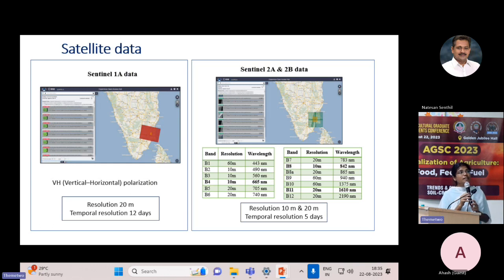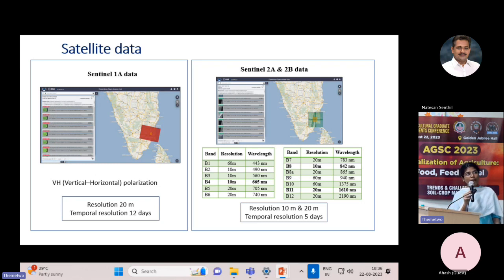Next. These are the satellite datasets I have used: Sentinel-1A and Sentinel-2A and 2B data. This is open source data which is freely available. We can download it from the Copernicus website. These two satellites were launched by the European Space Agency. In Sentinel-1A data, I have used vertical-horizontal polarization data of 20-meter resolution, which is available at a 12-day interval. Then Sentinel-2A and 2B data at 10-meter and 20-meter resolution, which consists of optical bands. It consists of 13 bands.